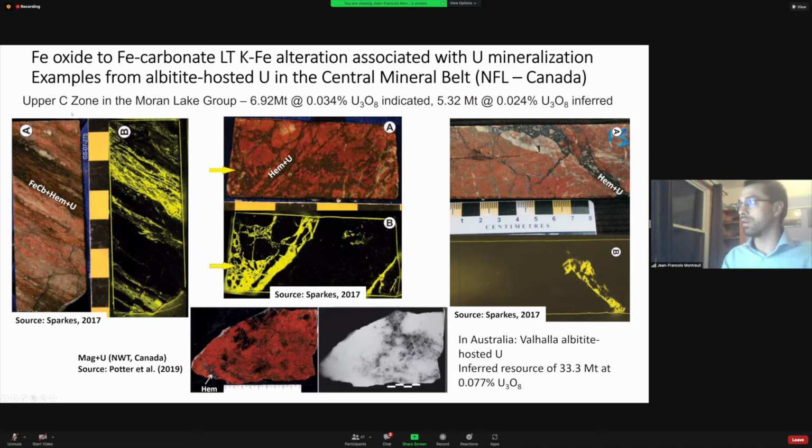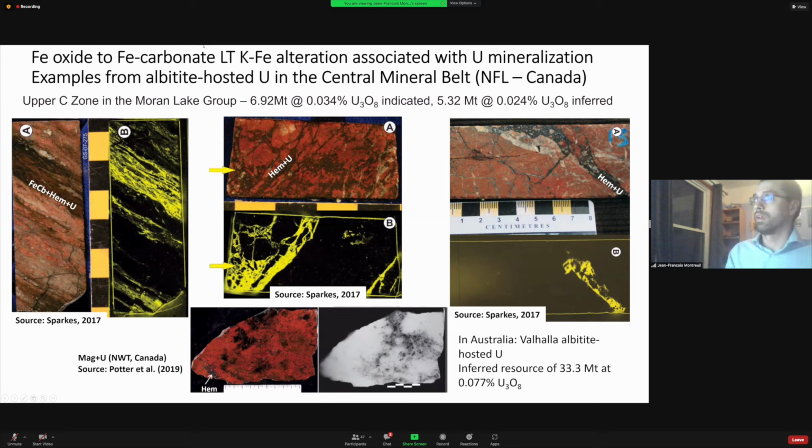In certain of these zones, copper may not be present, and instead of copper, as we have observed at the high temperature calcic iron alteration facies, uranium will become the main metal in association with the development of this hematite, sericite, K-feldspar alteration. These are examples from the Central Mineral Belt in Labrador in Canada. What we can see here is albitite-hosted uranium mineralization. But in this case, in contrast with the Great Bear magmatic zone where it was related to magnetite, it's related to the formation of specular hematite, coming with uranium mineralization. The rocks look very similar; it's the main iron oxide that is different. So this is another subtype of mineralization that can be formed at this low temperature potassic iron alteration facies.